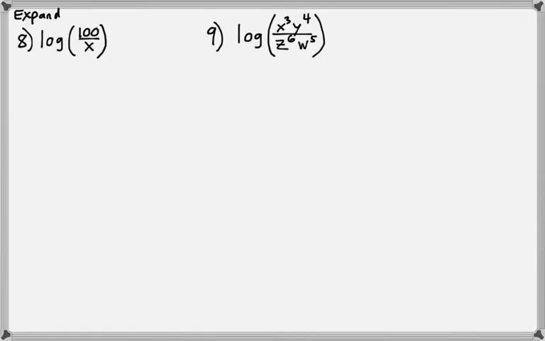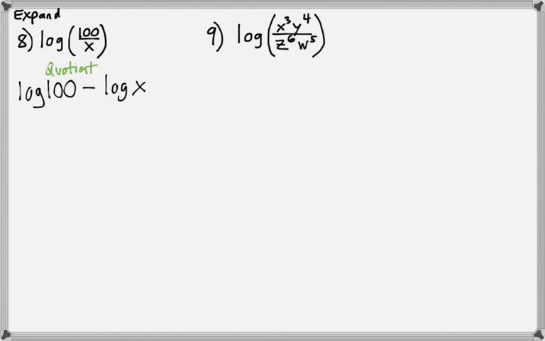For question number 8, I'm trying to expand the logarithm, and I have two things that are being divided on the inside of one logarithm. So that's going to split up using the quotient rule. Two things being divided on the inside of one logarithm get split up into two logarithms with subtraction separating them.